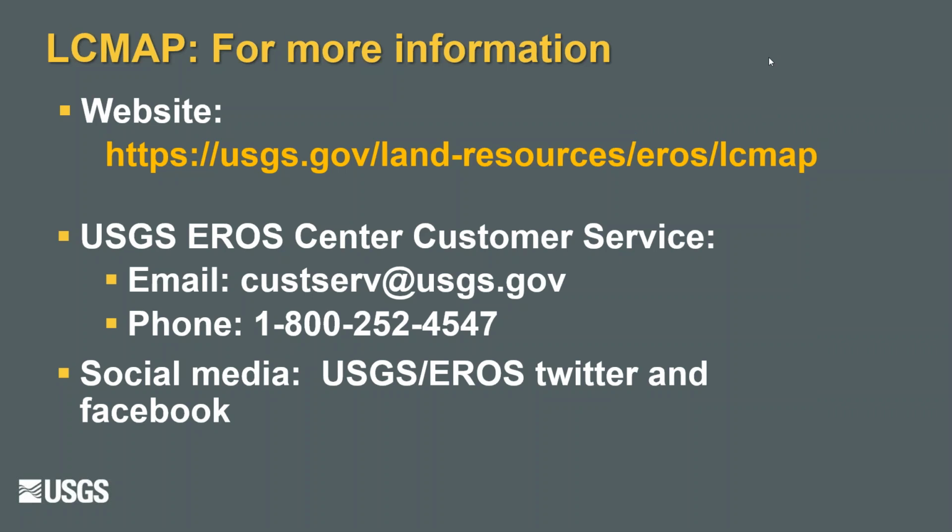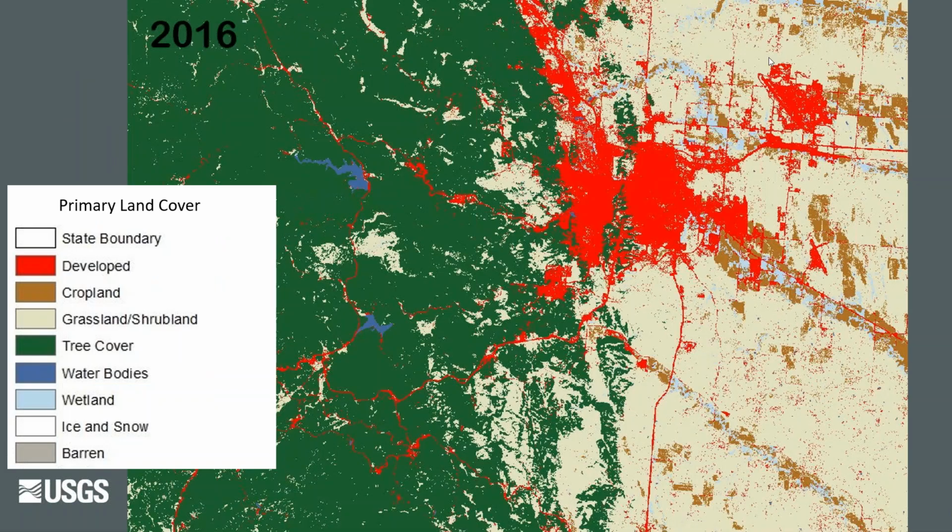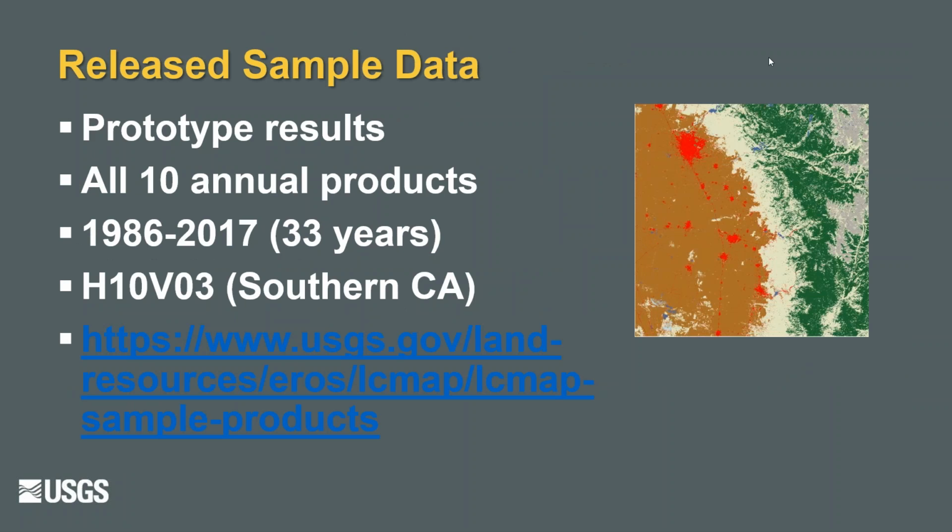So I would recommend that if you're interested, I don't know what your bandwidth is for downloading things, but all of the data are zipped up, and you could download that sample data. Here it is. Here's our address for that. And actually, if you just type LCMap, you'll probably come up with our website.